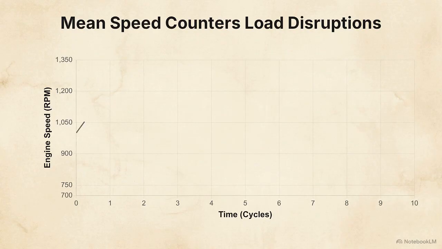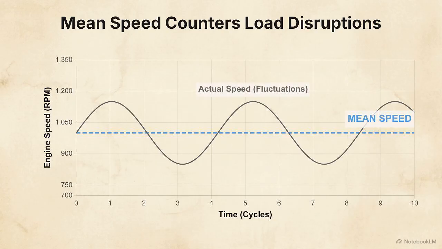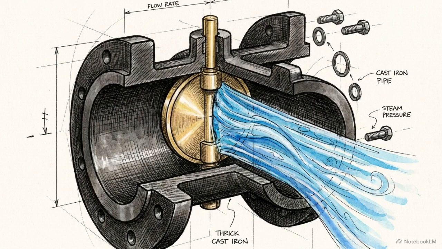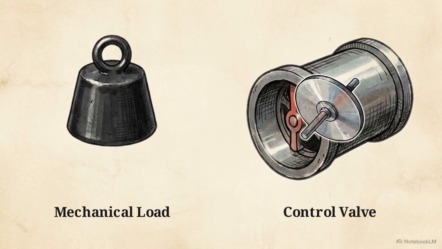To function properly, an engine must maintain a specific mean speed, the target operational speed required over multiple cycles, despite these external disruptions. Maintaining that mean speed requires the automatic regulation of the working fluid, the steam or fuel entering the system. As the load increases, the supply of fluid must increase accordingly.